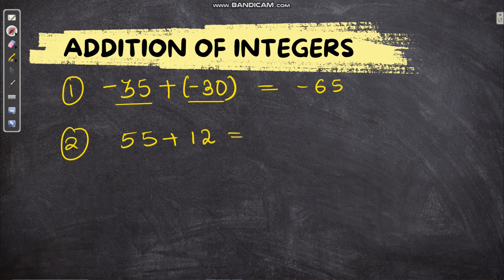Next example, 55 plus 12. Both integers are positive. Both of them have plus sign. So whenever you have two numbers with the same sign, you add them up. So it will be 67. You can either write 67 or plus 67.